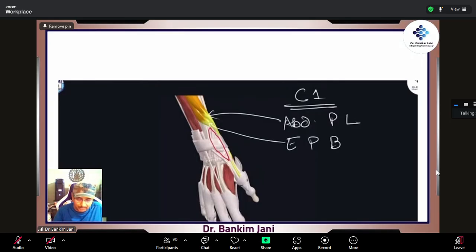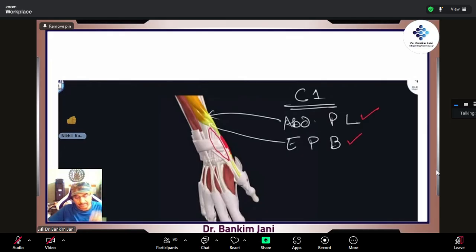See chamber 1, which is going here. This is the first chamber. In that first chamber, we have abductor pollicis longus, which has to be the lateral-most, and extensor pollicis brevis. So this is chamber 1, complete.